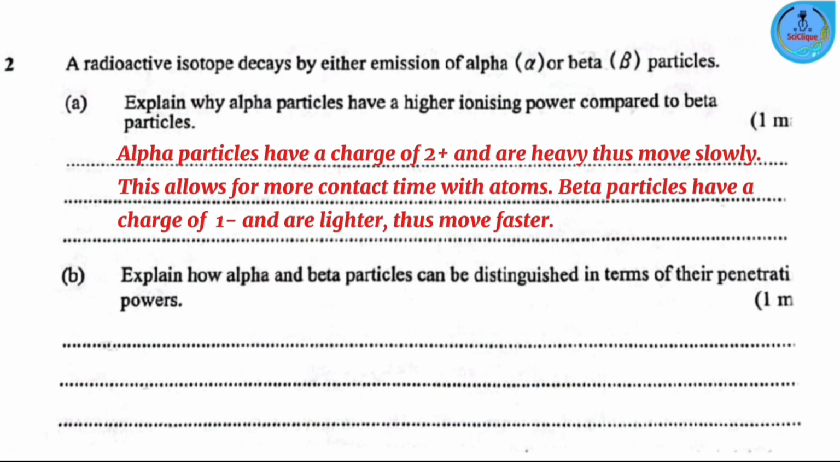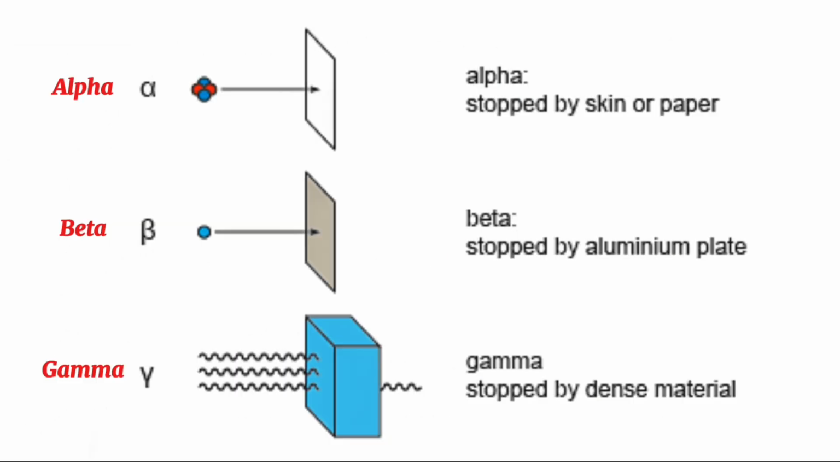Now, we're going to talk about penetration power. So, what is this? Simply put, it's the ability of the radioactive particles to pass through materials, to pass through substances. Now, this is tied to the amount of energy that the particles have and also their speed.